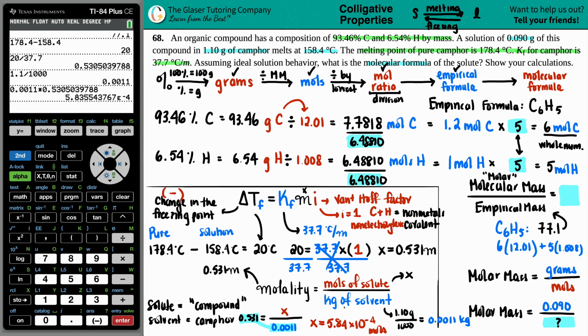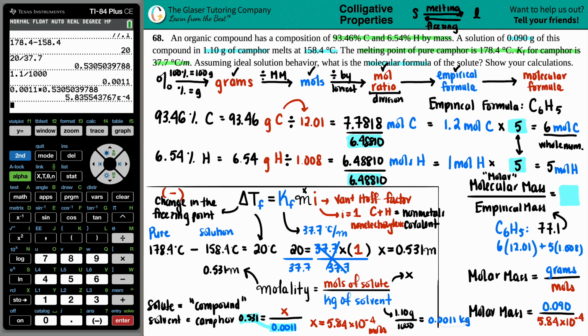Okay. So now, this is the link to where we were trying to get to before, right? We finally found those moles. And if we want to find that molecular formula, I've got to find that molar mass first. Molar mass equals grams divided by moles. We did already place in that we had 0.090 grams of the compound. And now we know that the number of moles that go along with it is 5.84 times 10 to the negative 4th.